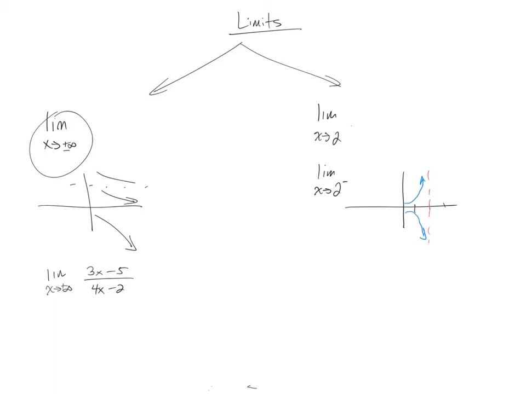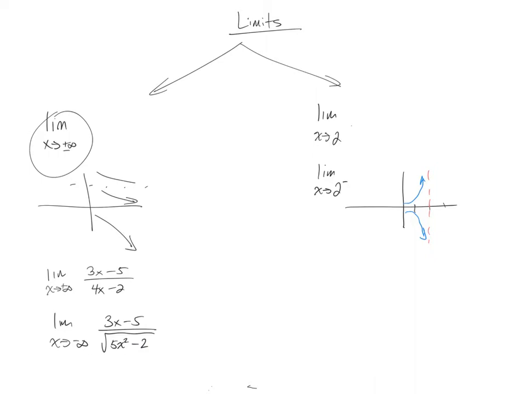The other types of these would be something like the limit as x approaches negative infinity of, let's do, 3x minus 5 over the square root of 5x squared minus 2. This is the situation, again, where you're going to divide through by the highest power of x in the denominator, but here the highest power of x in the denominator is the square root of x squared, 5x squared in this case. So we'd be dividing through by the square root of x squared.